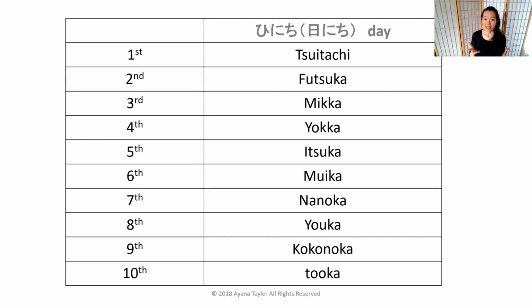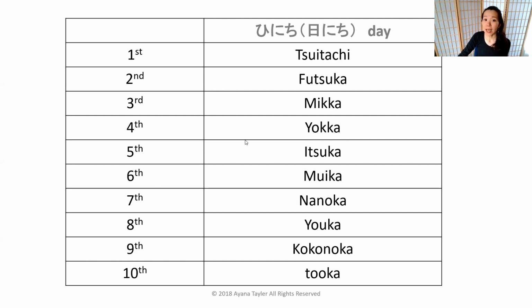ひらがなもし読めなかったらこれ見てください。If you can't read the ひらがな, please look at this table. So let's go through again. Pronunciation. We are learning the date in Japanese. 1日、2日、3日、4日、5日、6日、7日、8日、9日、10日。If you look at the 4th and 8th, these sound similar.